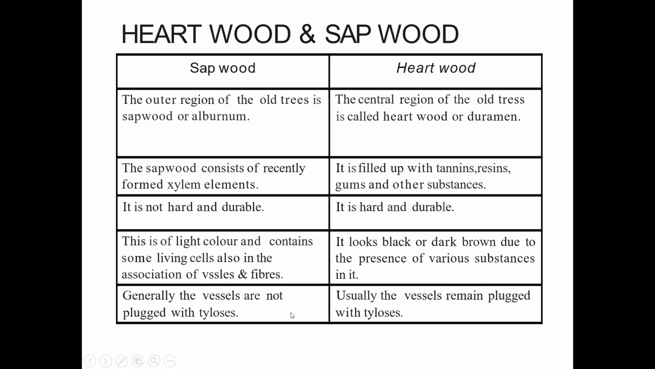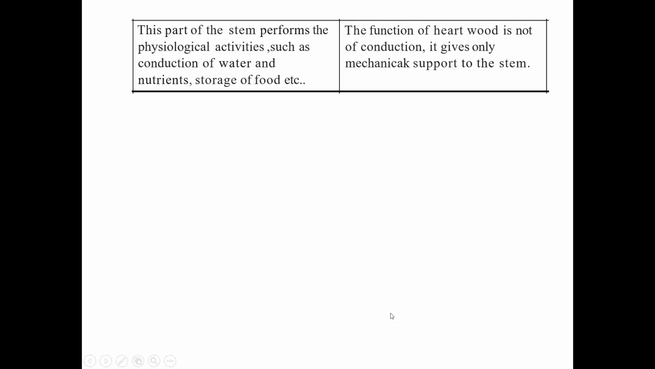Generally in the sapwood, the vessels are not plugged with tylosis, so we cannot observe tylosis, whereas in heartwood we can observe the tylosis. The sapwood is the part of the stem which performs the physiological activities, such as conduction of water and nutrients and storage of food. Whereas the function of the heartwood is not conduction, but it gives only mechanical support to the stem. So this is about the heartwood and sapwood.